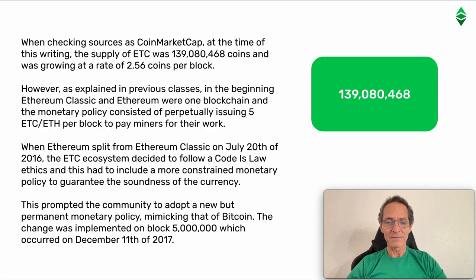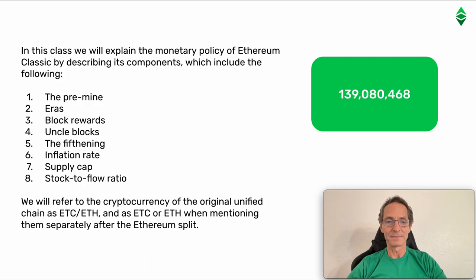When Ethereum split from Ethereum Classic on July 20th of 2016, the ETC ecosystem decided to follow a code is law ethics, and this had to include a more constrained monetary policy to guarantee the soundness of the currency. This prompted the community to adopt a new but permanent monetary policy mimicking that of Bitcoin. The change was implemented on block 5 million, which occurred on December 11th of 2017.